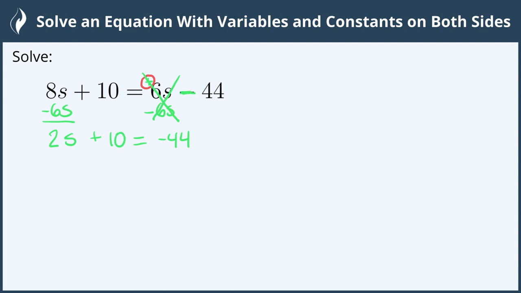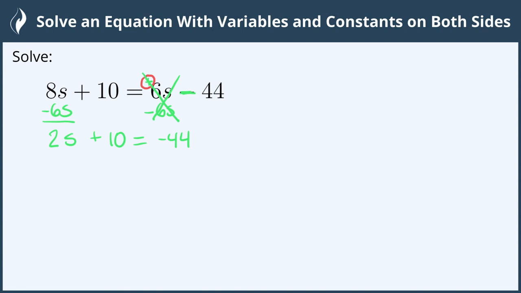Now we've combined all of the variables on one side of the equal sign, and you'll notice that it's positive, as I explained a little earlier. Had we moved the 8s over, it would have been negative, and that's okay. You can pick whichever side you prefer. Now, I need to combine all of the constants on the other side.